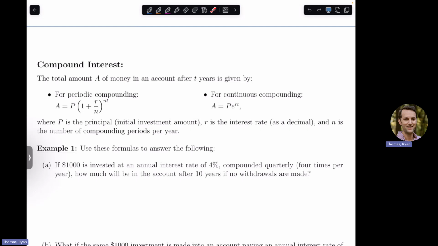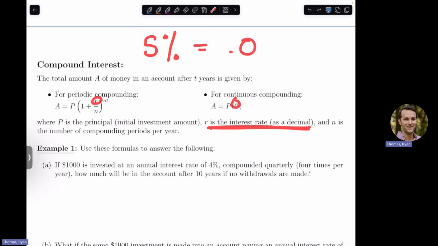That's A. P is the principal, which is the amount that you started with. So you borrowed $10,000 for your student loan, that's P. You take $500 and put it in the bank, that's P. Principal is the amount that you started with. That's a 1, that's got an E. R is the interest rate. Interest rates are always stated as a percentage, but to do math with them, you need them as a decimal.